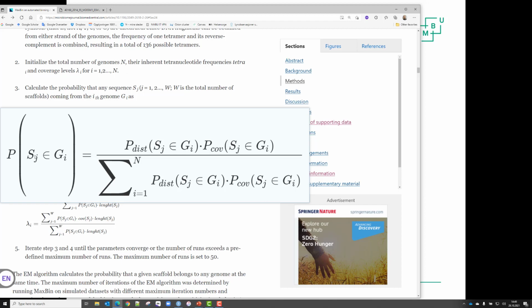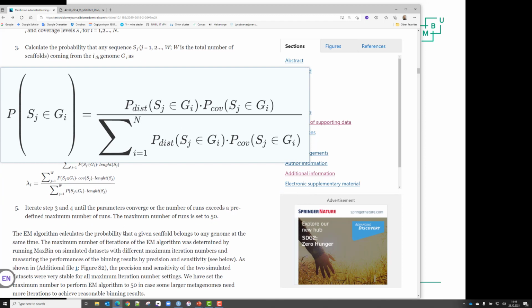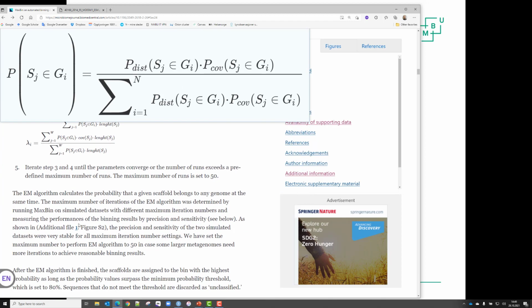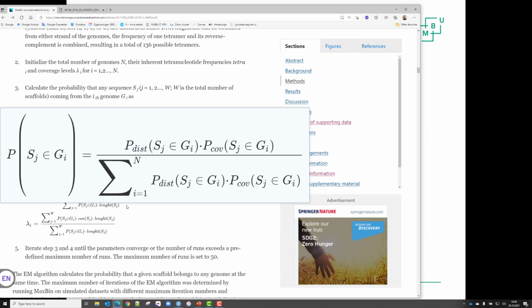So for each contig, you have a probability that it belongs to bin number I. And then you assign it to the bin where it has the highest probability. And they also say down here somewhere, this probability has to be, I think, more than 80%, 0.80. I think that was somewhere here. If it's less than 0.80, they call it unclassified. We couldn't determine which bin this contig belongs to. It has to be more than 0.80.